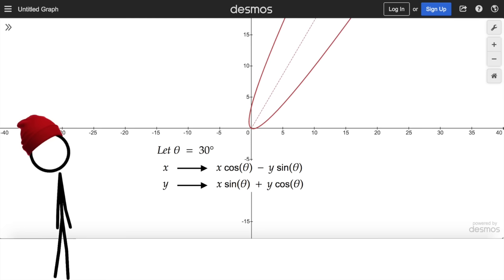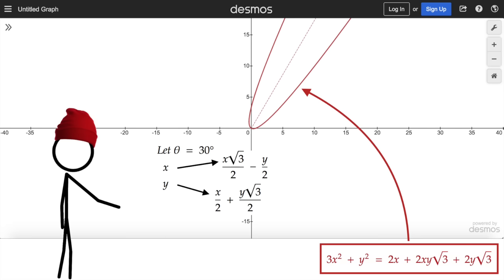Now let's do it again, but this time with 30 degrees. No problemo. Same thing, but with theta equals 30. Turns out to be 3x squared plus y squared equals 2x plus 2xy root 3 plus 2y root 3. Nice.